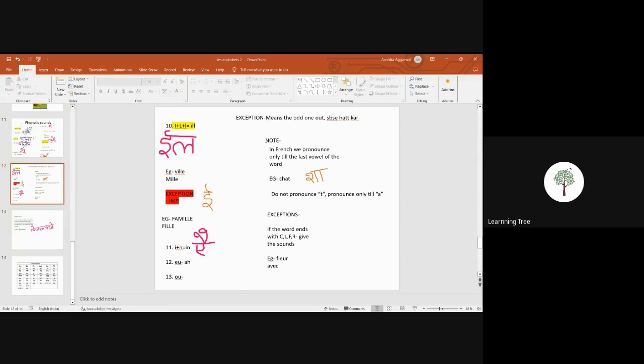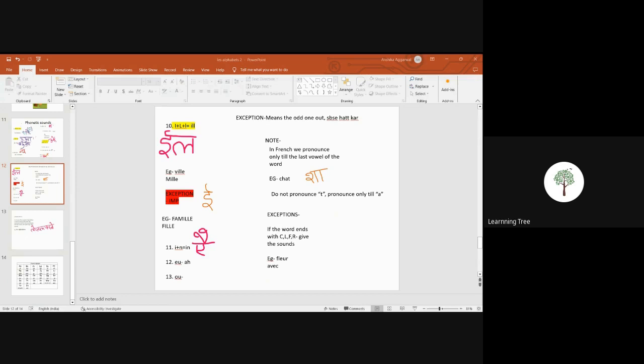So there is a note again. In French, we pronounce only till the last vowel of the word. So there is a rule in French. While we are pronouncing, I will not pronounce everything. That means I will stop at the last vowel of the word. Suppose the word consists of two vowels, एक vowel पहले आ रहा है, एक vowel बाद में आ रहा है. So जो बाद में vowel आ रहा है मैं वहीं पे रुक जाऊंगी pronounce करना. आगे के letters की pronunciation मैं नहीं देती.